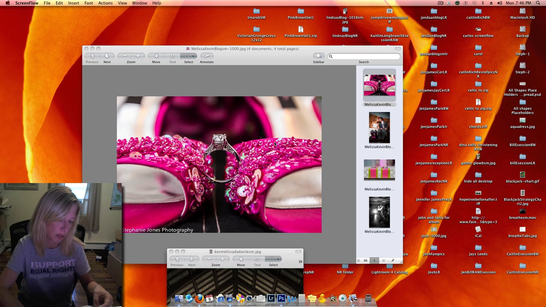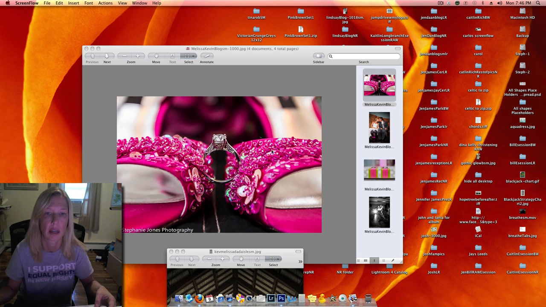This one, the ISO was 800. I did use the flash. F3.5, and I used my 16-35 lens at 35 millimeters. Shutter speed was 1/100th of a second.